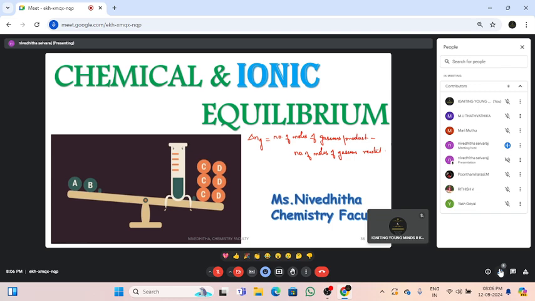Okay. What is Le Chatelier's principle? It is when a system in equilibrium is disturbed, it shifts its direction to nullify the effect. Very good. When the system is at equilibrium, and if we disturb the system, that reaction will move either forward or backward to nullify the disturbance. Right?